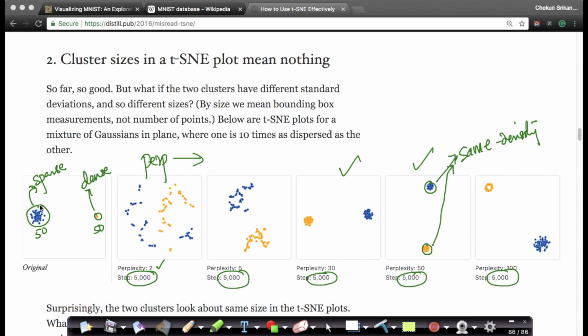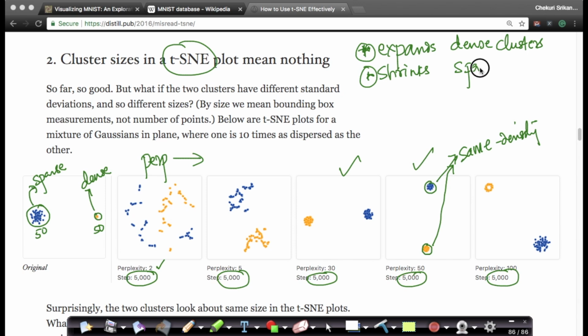So one of the things that t-SNE does internally is it basically expands dense clusters or dense groups of points, and it contracts or shrinks sparse clusters. Because of the way the mathematics inside t-SNE works, and because it's a stochastic neighborhood embedding algorithm, it shrinks these sparse points and expands these very dense points, such that the densities of both of my groups of points are roughly similar.